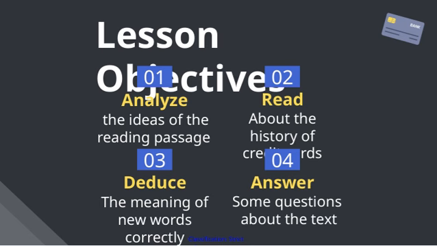On this slide, you'll see the steps numbered 1, 2, 3, and 4. These represent the order of our process. The questions about the text will guide us in exploring the ideas behind the reading. Specifically, we'll look into the history of credit cards and understand the meaning of new words correctly.